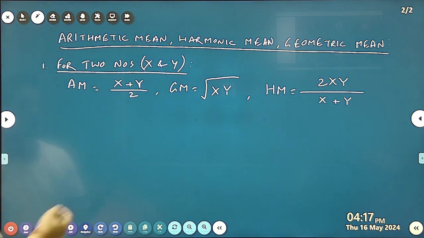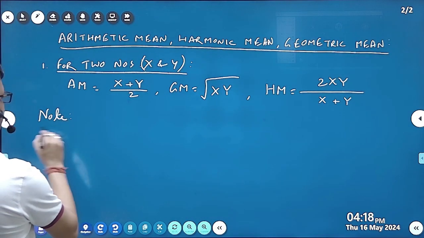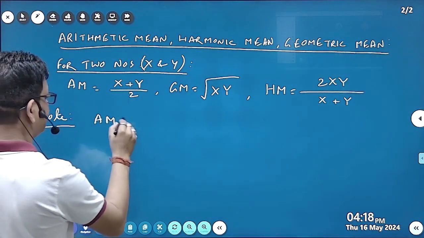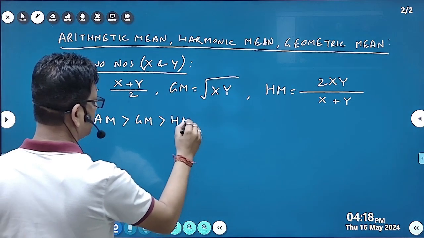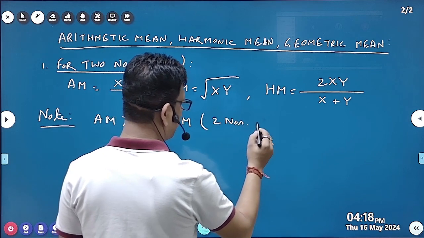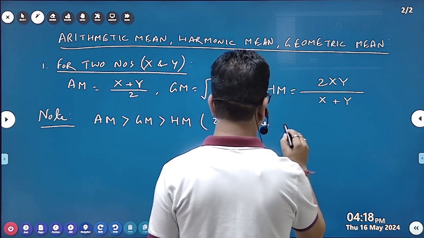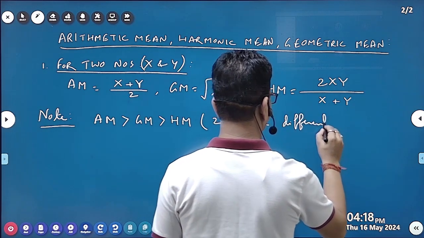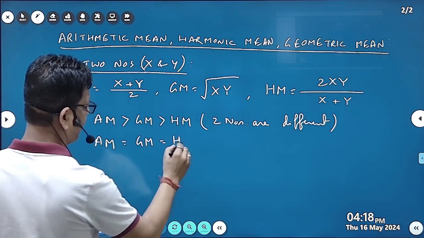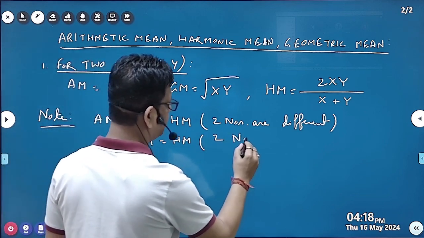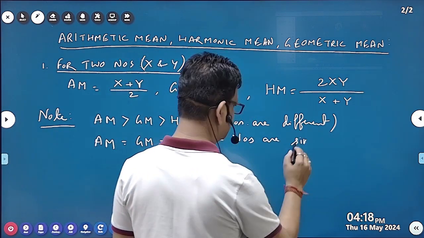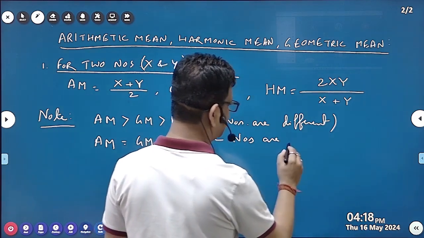Now I'll just write a note. In general, arithmetic mean is greater than geometric mean, which is greater than harmonic mean, when the two numbers are unequal or different. They are all equal when the two numbers are similar, the same, or equal.